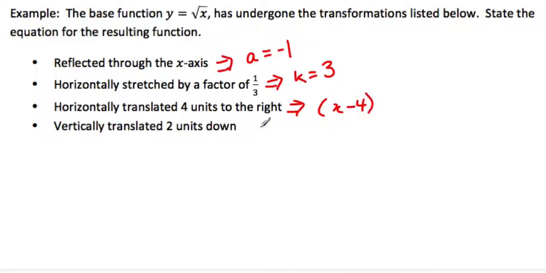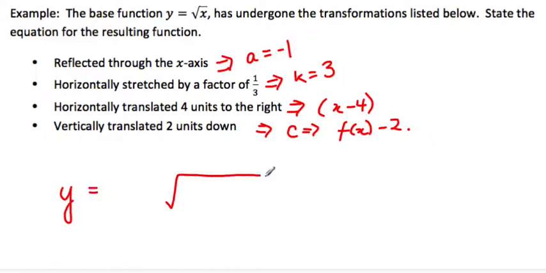Vertically translated 2 units down implies we have our function minus c, so minus 2. So to rewrite this, we have y equals, we're going to have a radical. Now this radical is basically symbolizing f. So everything that was inside f is now under the radical sign. Anything that was outside f is outside the radical sign. So a is outside of f, so it'll be out front.